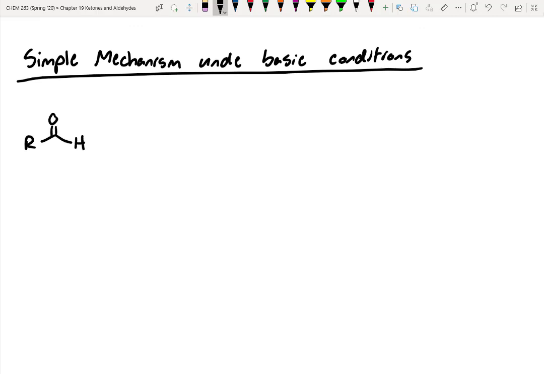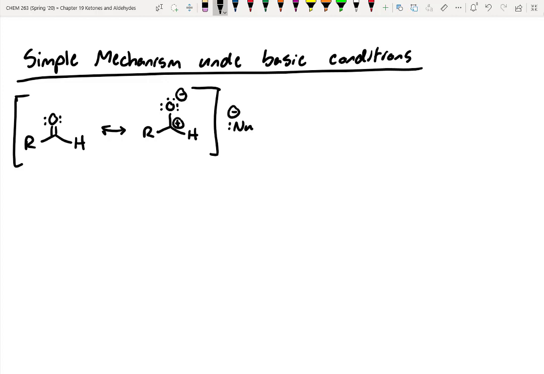And I'm going to stick with an aldehyde because we know it's more reactive, but you can do the same mechanism with a ketone. And like we saw, there's a resonance structure where you can show this where the oxygen has a negative charge and the carbon has a positive charge. You don't have to show these resonance structures, but I'm going to show it in this example. And then you can have some sort of nucleophile. In this case, I'm going to have it be negatively charged because it's under basic conditions. And this nucleophile can attack into this carbon.